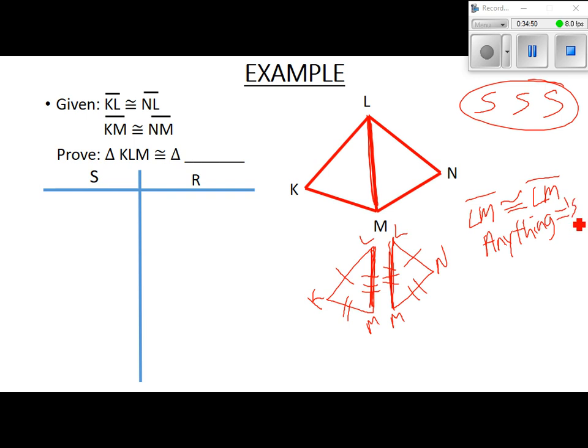I'm not always going to write all this out. Just making myself some notes over there. Now we've got enough to say the two triangles are congruent, so we come over here and start to put it in the two-column proof. What's our first statement going to be? Segment KL is congruent to segment NL. How do we know that? Because it's given.